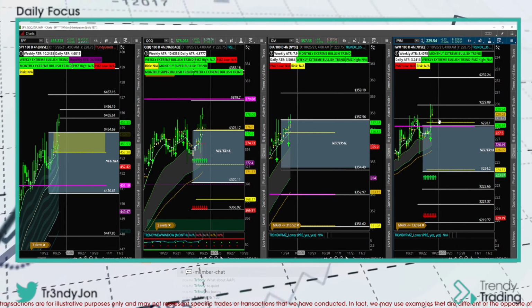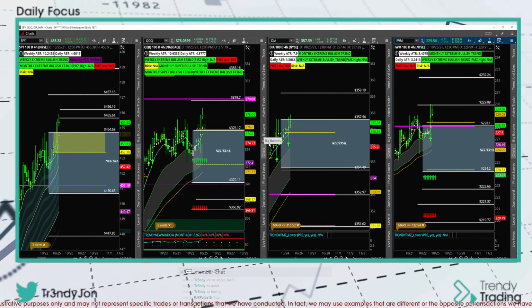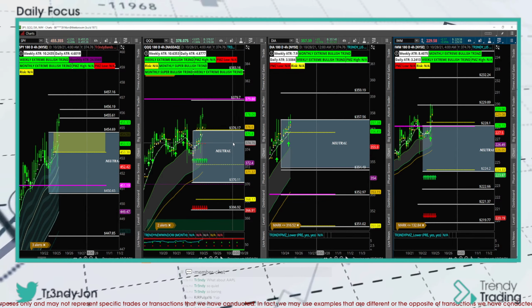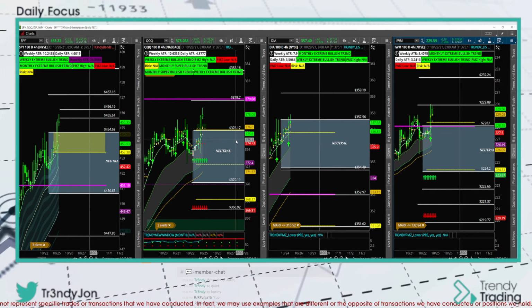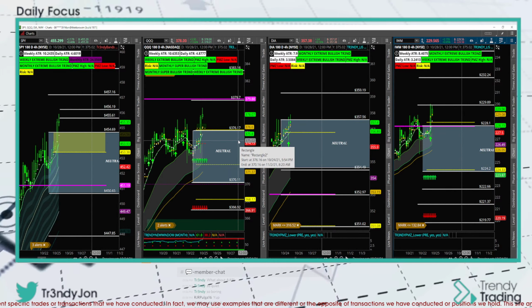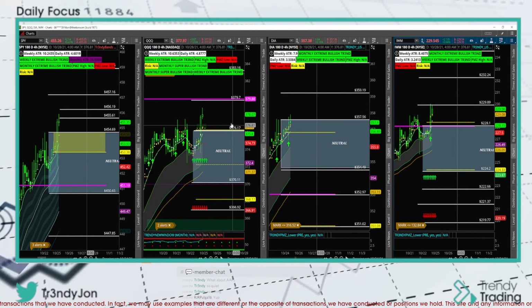So again, if you watched this information over the weekend, we prepped you to be able to take this trade before it happened. And that's what's important for you to understand here at Trendy Trading, is that we're prepping members before price happens, which is a little bit different than most traders.